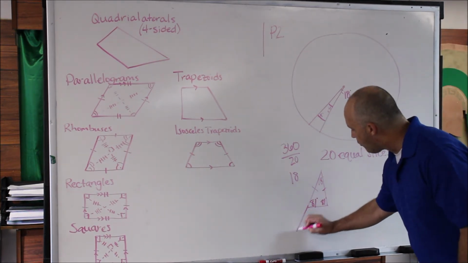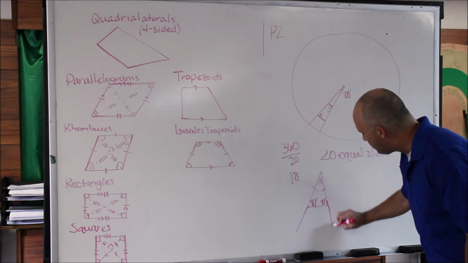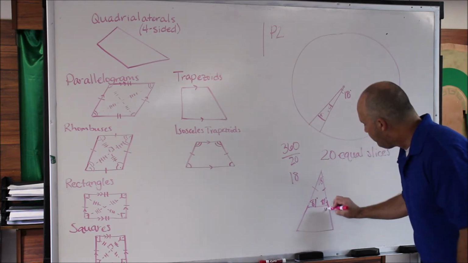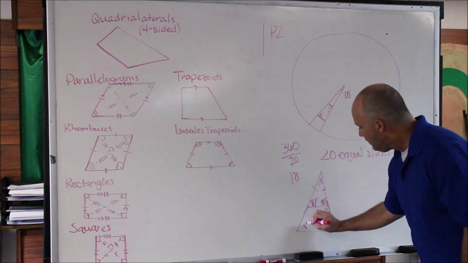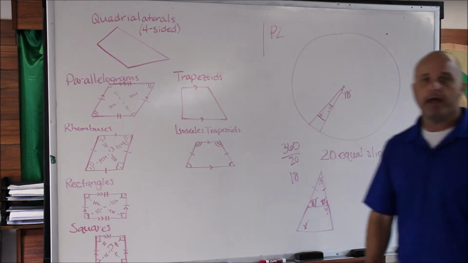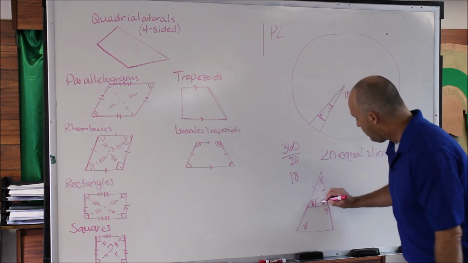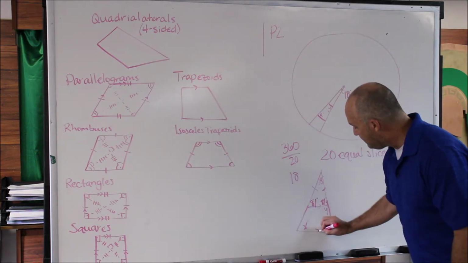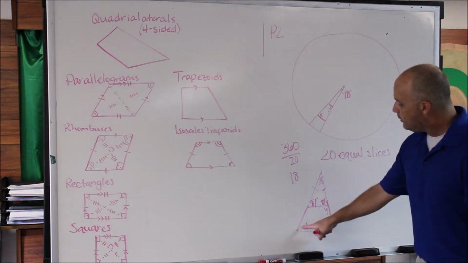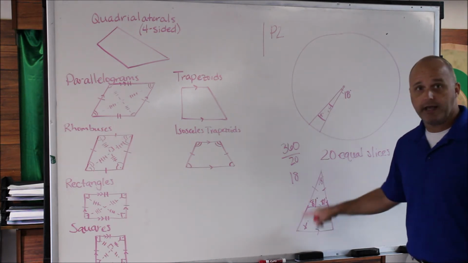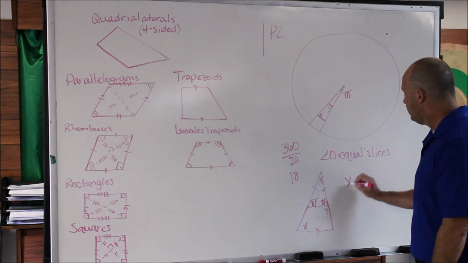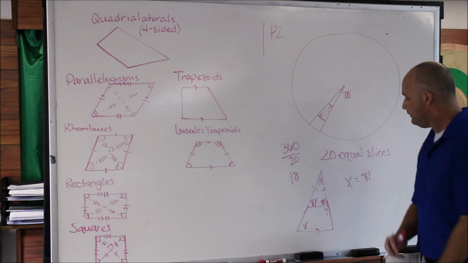Now if we continue drawing out the isosceles trapezoid, which is below it, we find that here's angle Y and here's angle X. Well, angle X is actually very, very simple to figure out because we know that this line has to be parallel to that line, which means that these are corresponding angles. So we know that X is equal to 81 degrees.